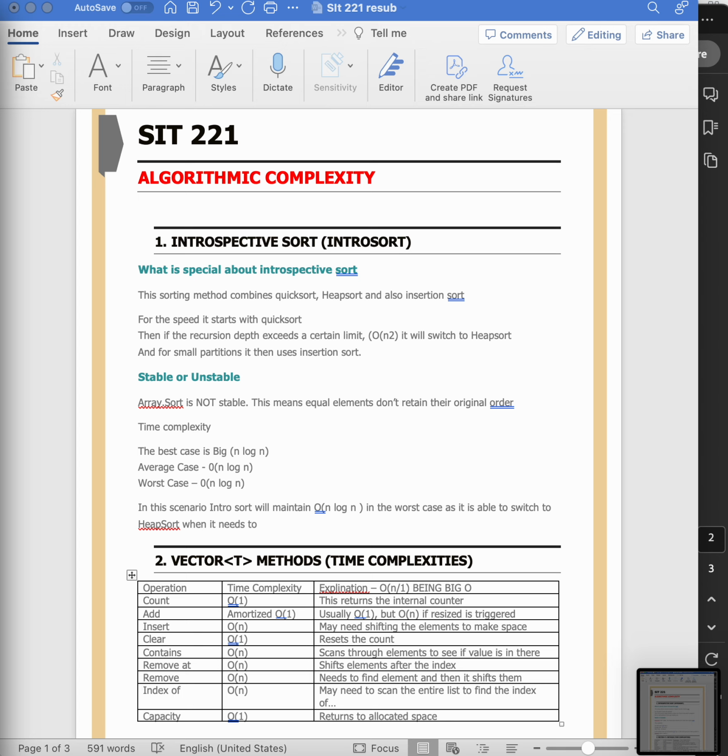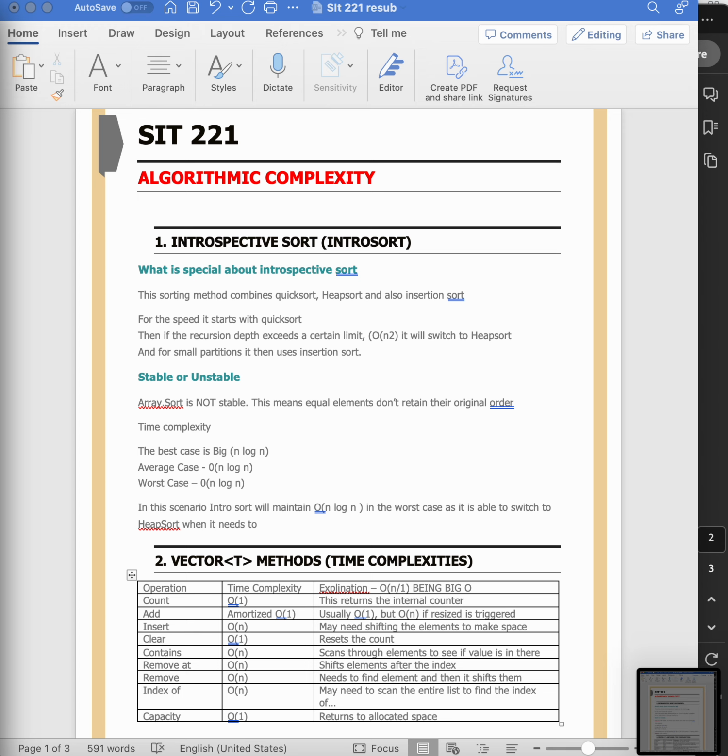Remove at needs to shift all of the items after it, and it also has to find the item, so definitely linear. Remove is the same thing, linear, because it finds the item, so it's going to go through them all. Actually, I should say remove at doesn't actually scan, that's remove, but remove at has to shift anyway, so they're both linear.